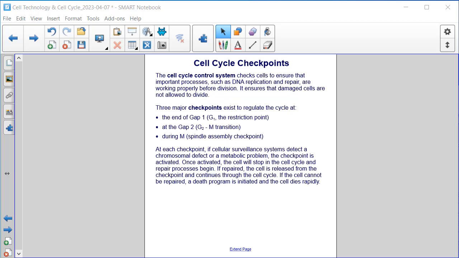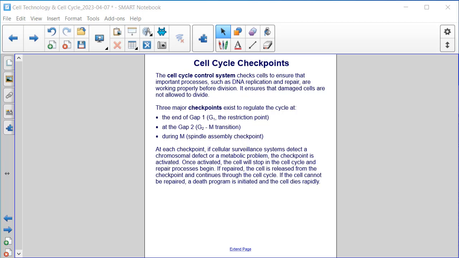Cell cycle checkpoints. The cell cycle control system checks cells to ensure that important processes, such as DNA replication and repair, are working properly before division. It ensures that damaged cells are not allowed to divide. 3 major checkpoints exist to regulate the cell cycle. At the end of gap 1, there's the restriction point. At gap 2, the G2 to M transition, so gap 2 to mitosis transition. And during mitosis, there's something known as the spindle assembly checkpoint.